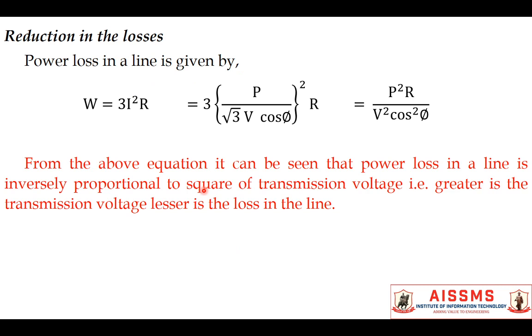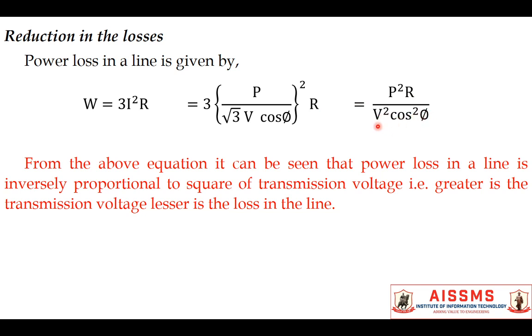Power loss, let us say W, is given by 3I square R. This is a copper loss, also called a variable loss. In the previous slide we have seen that I is P divided by root 3 V cos phi. Putting this value of I, it becomes 3 in bracket P divided by root 3 V cos phi bracket square into R. So it becomes P square R divided by V square cos square phi.